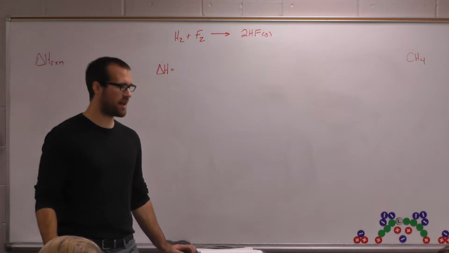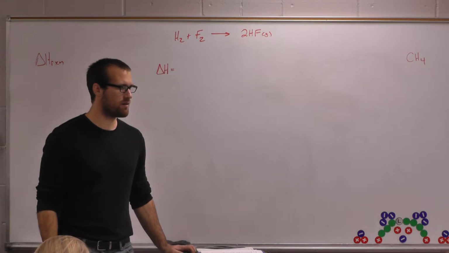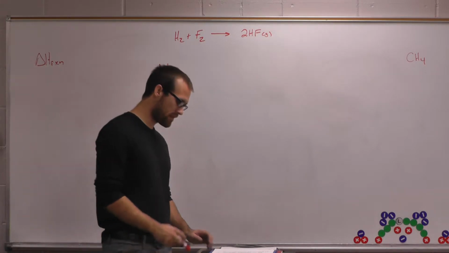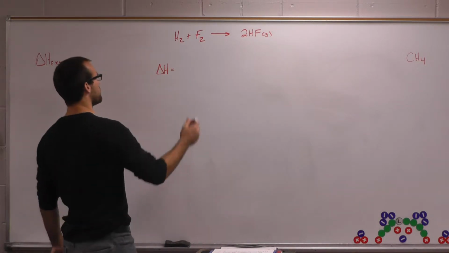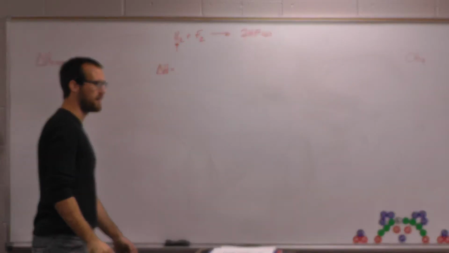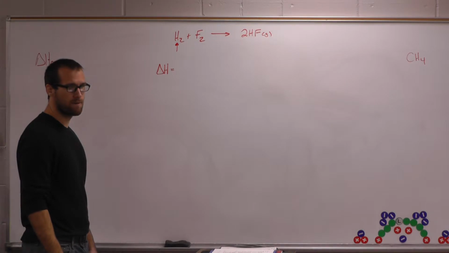What bonds do we break? Yeah, but are those the reactants or the products? Reactants. So technically this equation is reactants minus products, isn't it? Everybody see that? Okay, so our first bond that needs to be broken is what? HH bond. Find how much energy is required to break an HH bond.